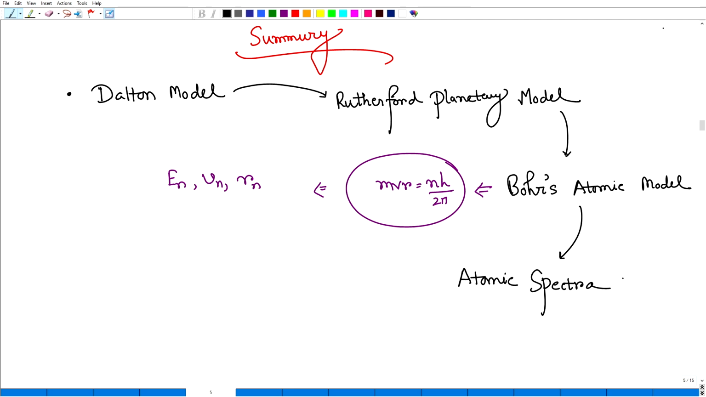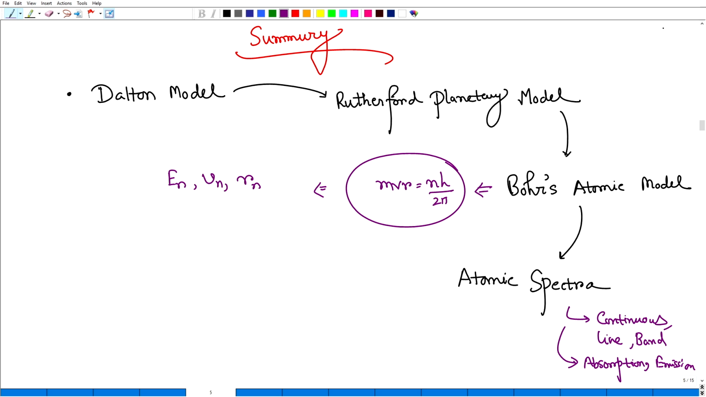That experimental result should be explained by the theoretical model, and the Bohr atomic model was able to explain this atomic spectra. We discussed that there are two types: continuous spectra and discrete spectra, or we can say line spectra and band spectra. Also, in another way, there are emission and absorption spectra. This atomic spectra was there, and we also discussed the continuous atomic spectra.